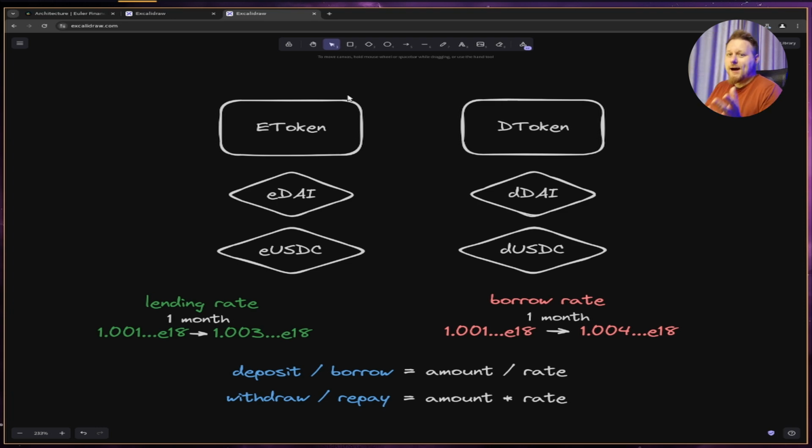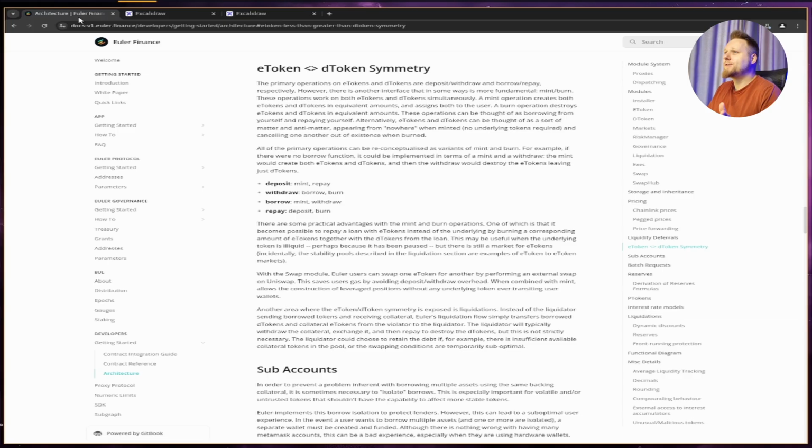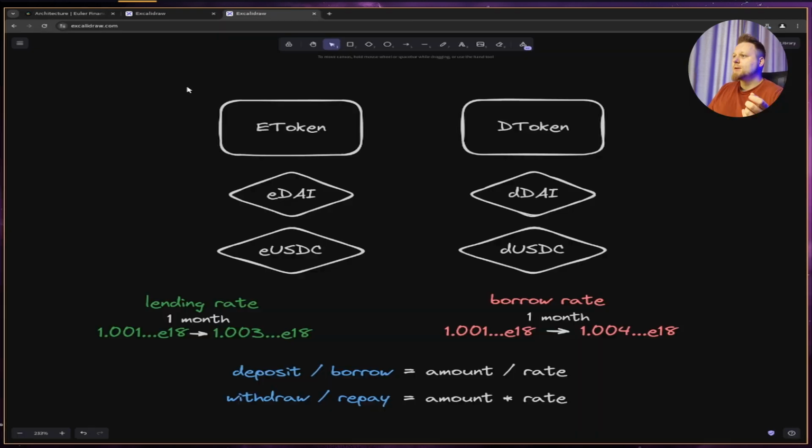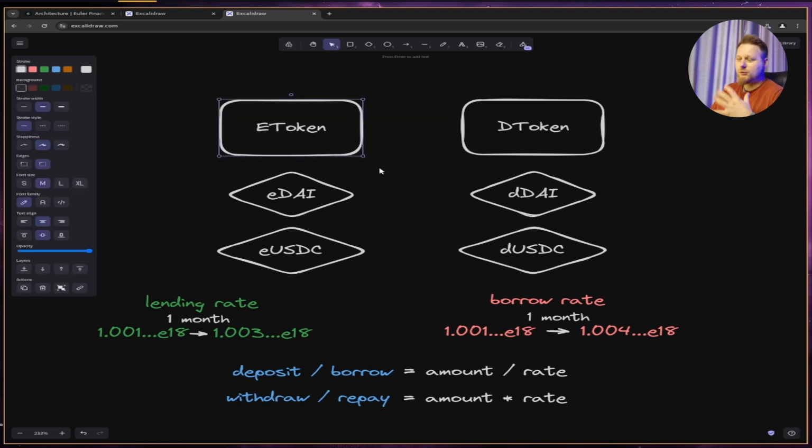So at the beginning, let's start with what Euler is. Actually, it's a decentralized lending protocol, so think Aave, think Compound. Euler was just another one of those. What set Euler apart was the E token and the D token. So we had the E token, which represents your equity token.